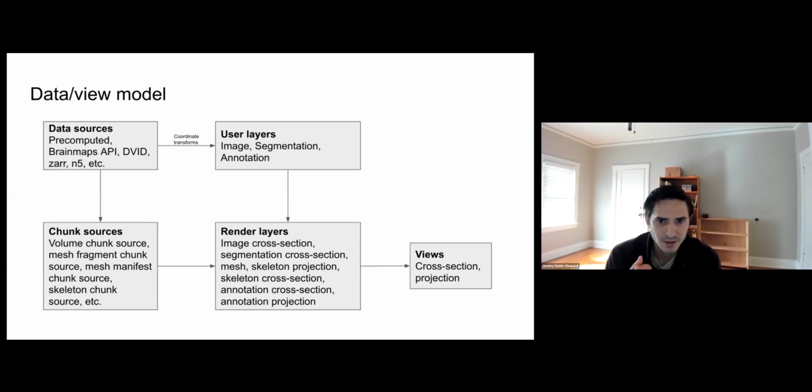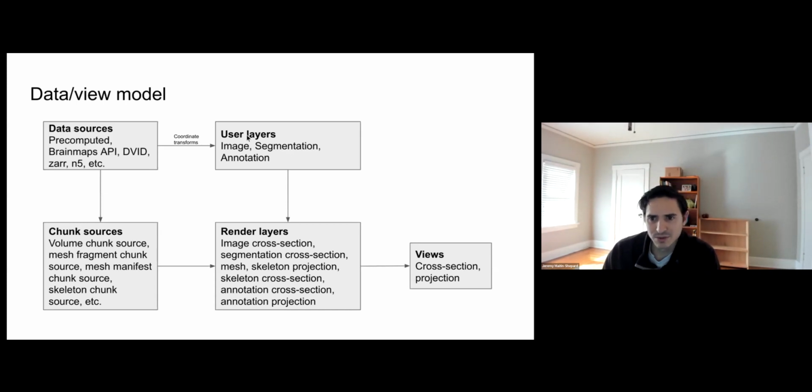These layers are made up of usually one, but possibly multiple data sources, which could be in a variety of formats, like the pre-computed format from the Google Brain Maps API, DVID, Zarr, N5. One case where you might have multiple data sources making up one logical layer is where you have a volumetric layer and also a mesh. You may have a volumetric data source and then also a mesh data source that you wish to present as one logical layer. Volumetric data, mesh data, and skeleton data all as a single logical layer.